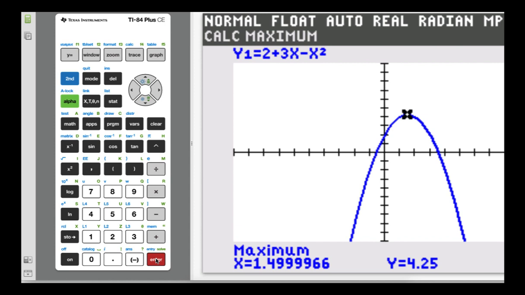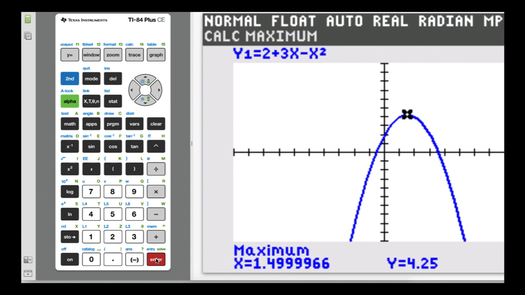Whoa. Guess what? The current score of the game is humans 1, machines 0. The real answer is not 1.4999966. That's a mistake. Your calculator makes mistakes? Yeah, it's just a machine. It doesn't have a brain. The real answer is exactly 1.5. Now, Texas Instruments is very aware of this. By the way, there's our 4.25 at the end.